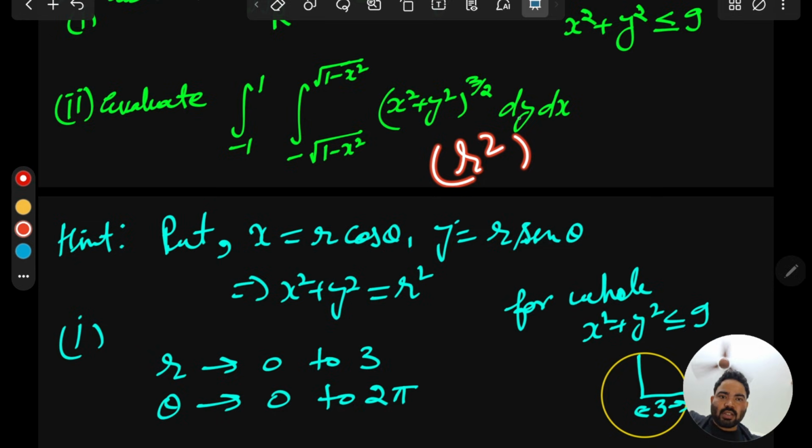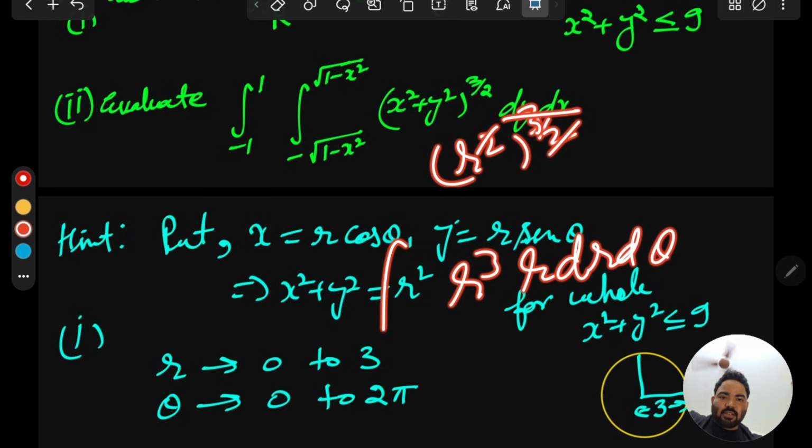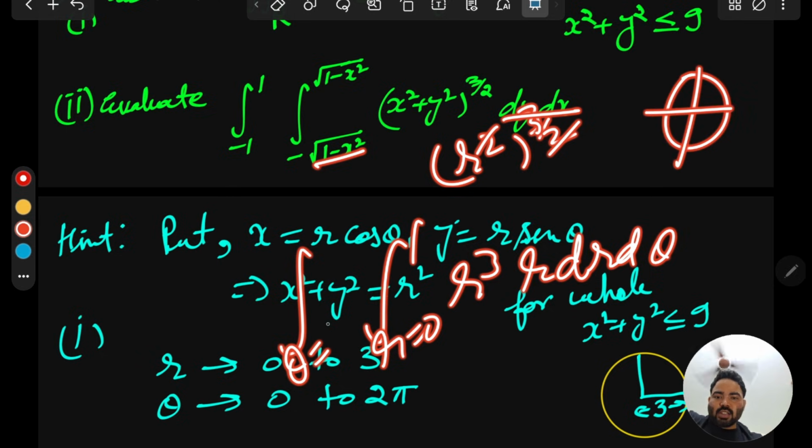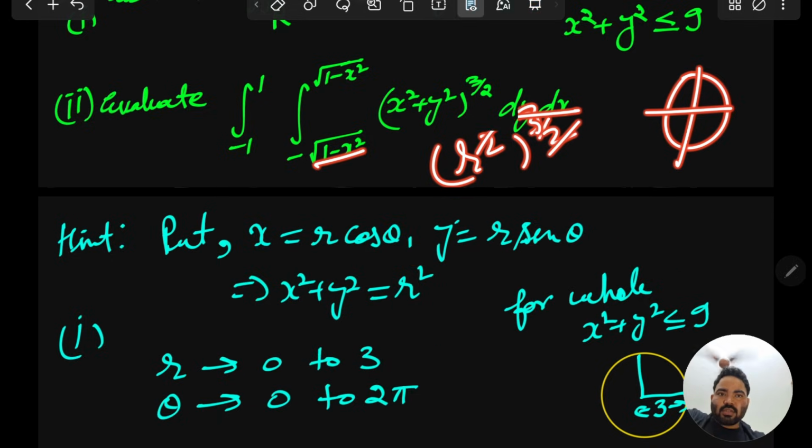So this will give you r square, theta by 3 by 2, so this will cancel, so this will give you r cube, and here you can say r dr d theta, and your r limit is what, 0 to 1 for this circle, and theta is the whole complete circle you are going to cover, so theta is 0 to 2 pi, and now this will be r to the power 4, and after that you can easily integrate.